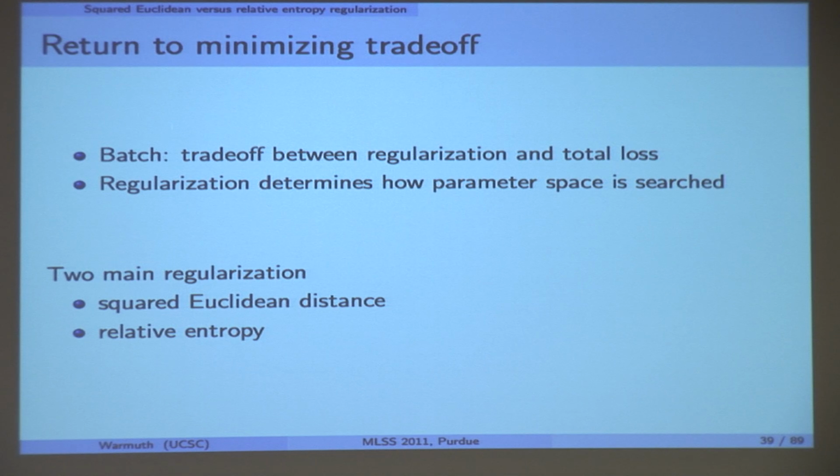Good. Now, I explained this in the context of online learning, but there's no big difference. You can also have batch learning. In batch learning, you trade off between regularization and the total loss on the whole batch of examples, not just the last one. But the same issues appear: you have additive versus multiplicative updates. Essentially, the regularization determines how the parameter space is being searched. Again, there are two main regularizations: squared Euclidean distance and relative entropy.